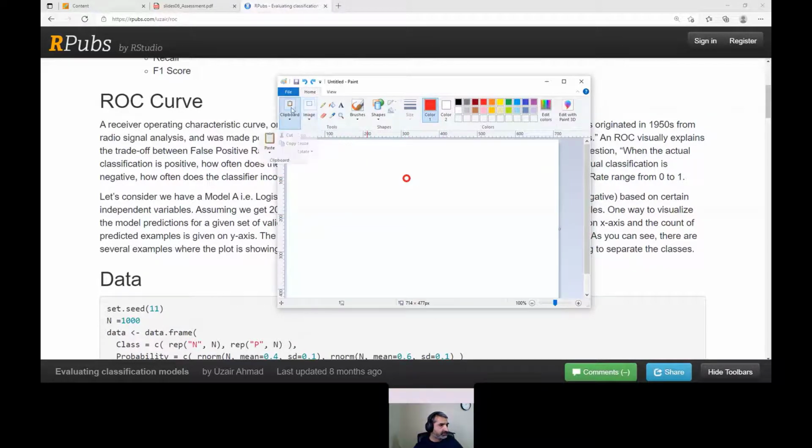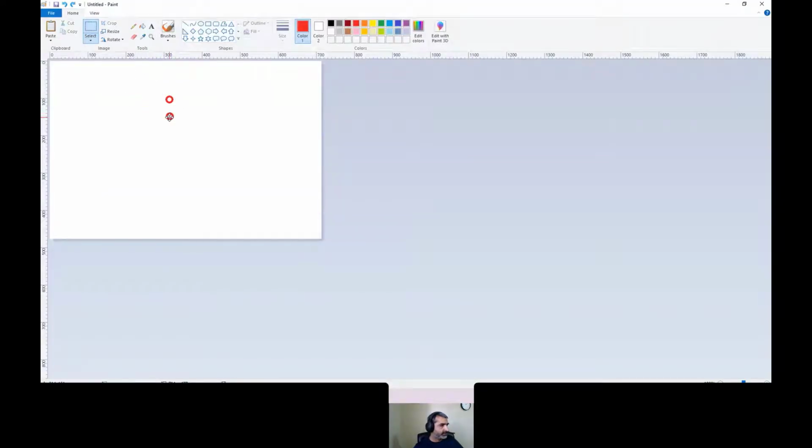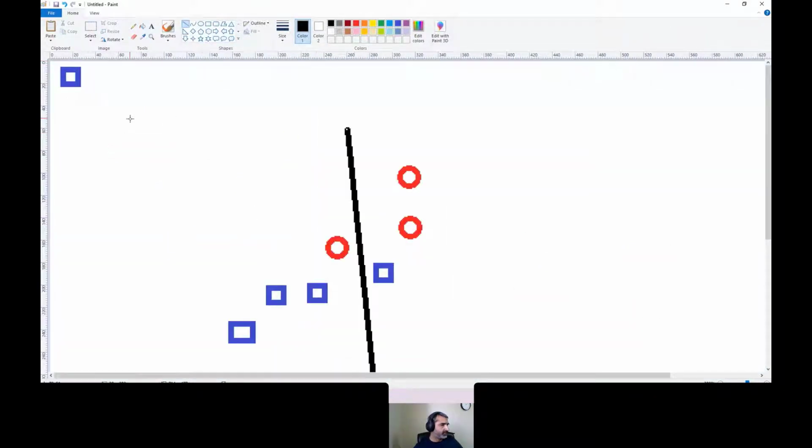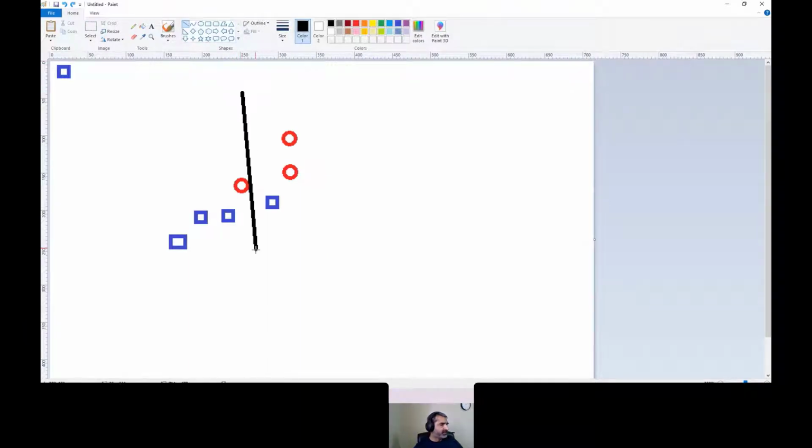So we have a class, a red circle, and we can have, let's say, 4 examples of red circle, and we have a blue rectangle here. This is our classifier. Let's say we have this line. Can you see the image that I am trying to show you? Yes, I can see it. All right, this is my classifier, the black line. To the left of this classifier, I have blue class, and to the right, I have red class, class A and class B.